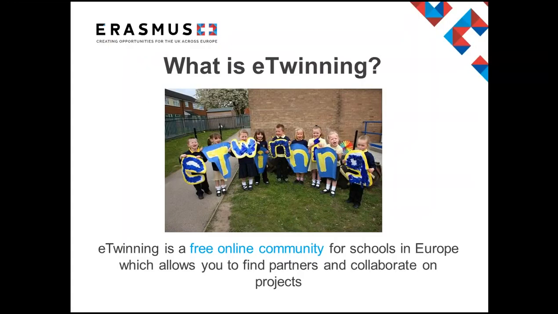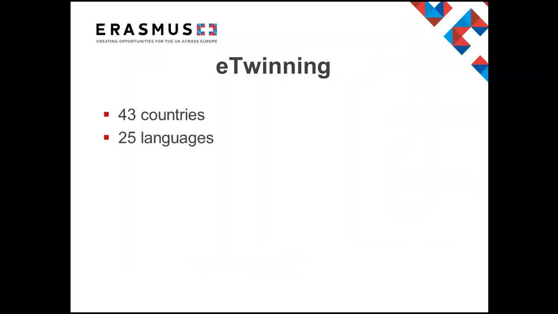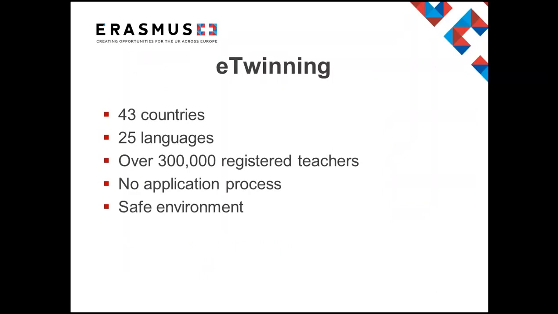Finally, there's eTwinning. eTwinning is a free online community for schools in Europe, and it allows you to find partners and collaborate on projects. So even without Erasmus Plus funding, you can go on eTwinning and you can set up online projects where you can work with schools in other countries on a common theme, and it's all virtual interaction. But eTwinning is available in 43 countries, over 25 languages. There's thousands of teachers across Europe and beyond registered on the tool.